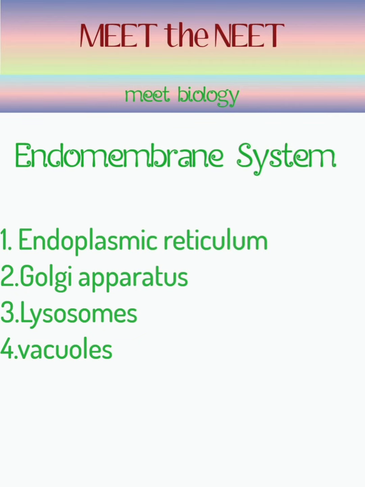The smooth endoplasmic reticulum is the major site for synthesis of lipids. Rough endoplasmic reticulum is the major site for synthesis of protein. You must remember these two differentiating points. In animal cells, lipids like steroid hormones are synthesized in smooth endoplasmic reticulum. Smooth endoplasmic reticulum also helps in the detoxification of drugs. Have you got this point?